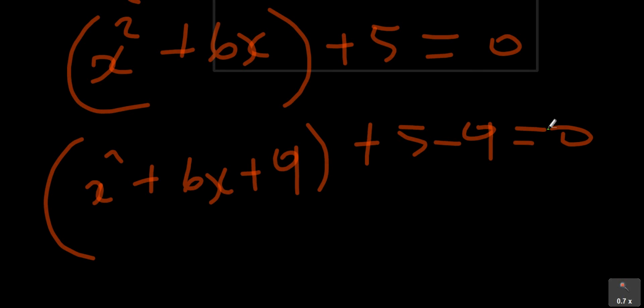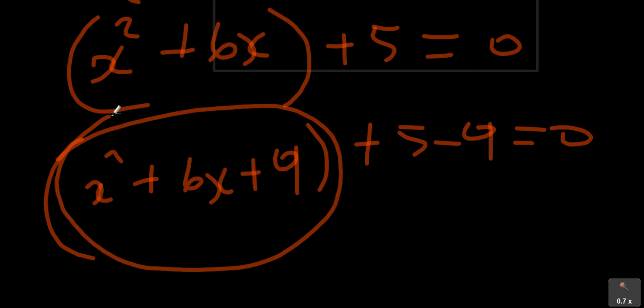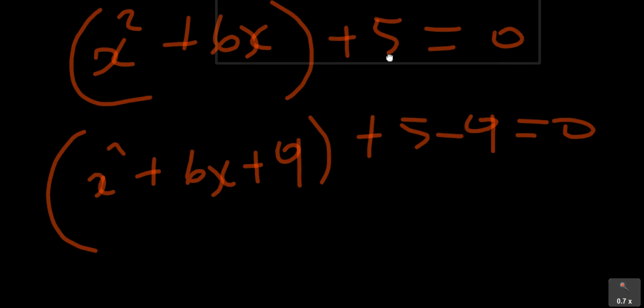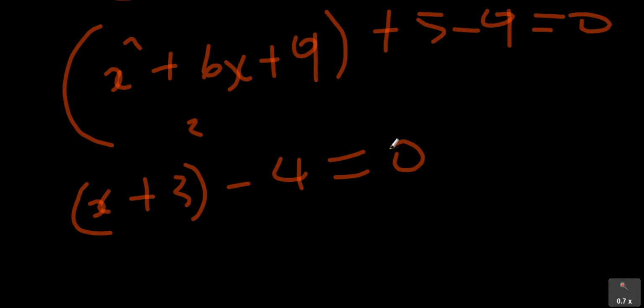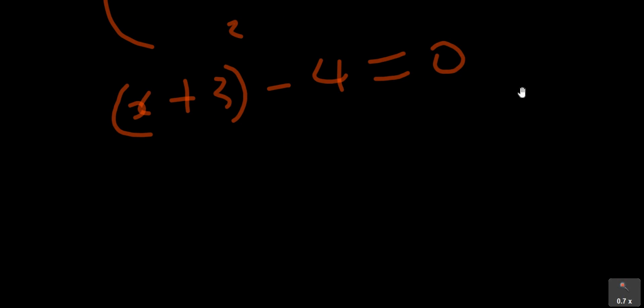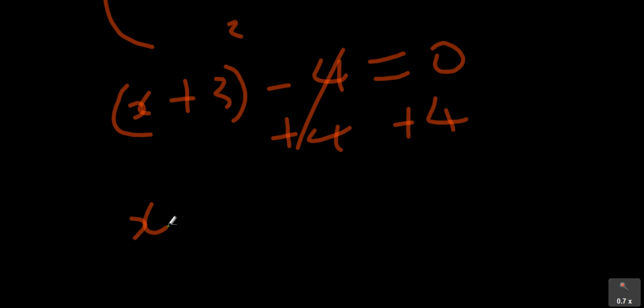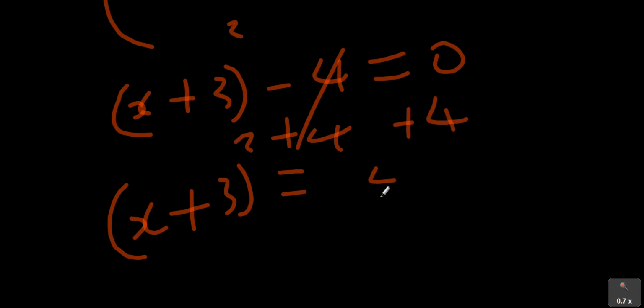Now we could just simplify this, or we could write this in the completed square form. And so what would that be? That would be x plus 3 all squared minus 4. Make x the subject. So we get rid of this first. We add 4 to both sides. That cancels that. x plus 3 all squared is equal to 4.